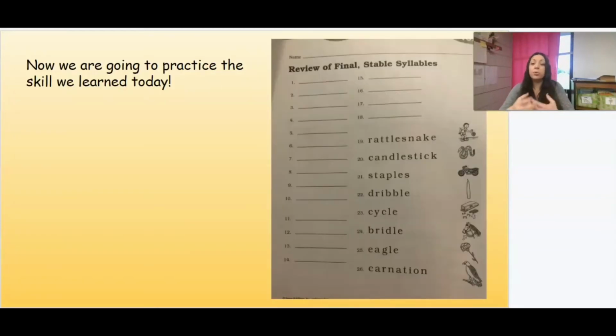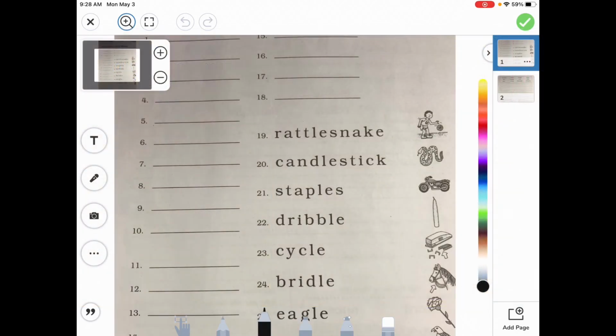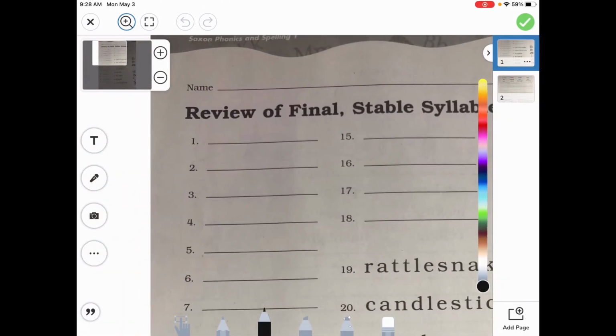All right, we're going to practice those final stable syllables now by pulling out our activity sheet. Let's go ahead and get ready to do our review sheet for our final stable syllable. The first thing we're going to do is try our spelling sounds. If you hear the x sound, what do you think I need to write down? X, very good. How about y? Y, perfect. How about i?